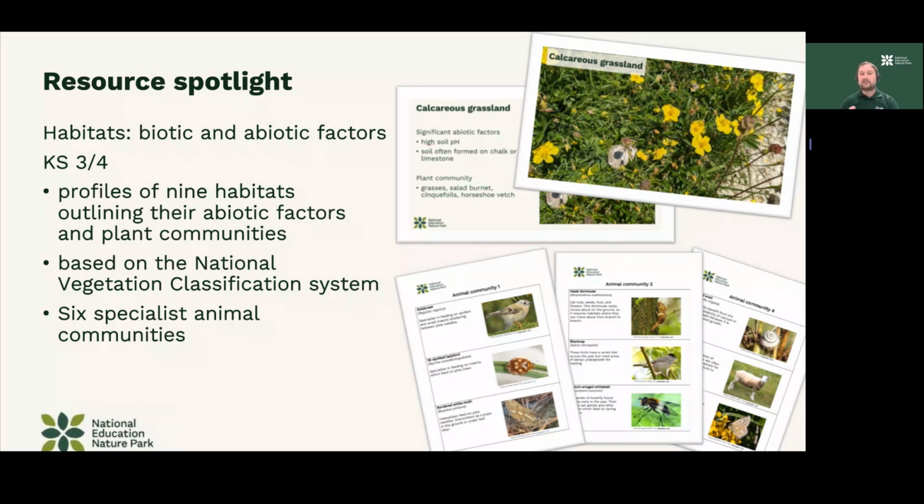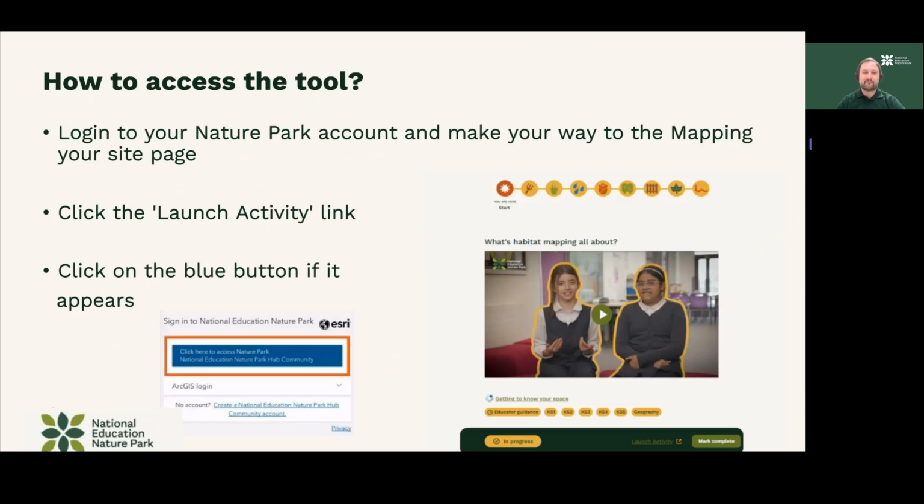So these are activities that you can do before habitat mapping as a way of scaffolding your learners and getting to a stage where you're comfortable doing the habitat mapping and really learning more and more about habitats. How to access the tool, I'm going to show this in a second. You log into your Nature Park account and make your way to the habitat mapping page, click the launch activity link, and then for any of the Nature Park digital tools, if you see this blue button here, make sure you click it. If you press this down arrow here and try to log in with your Nature Park account, that will not work.